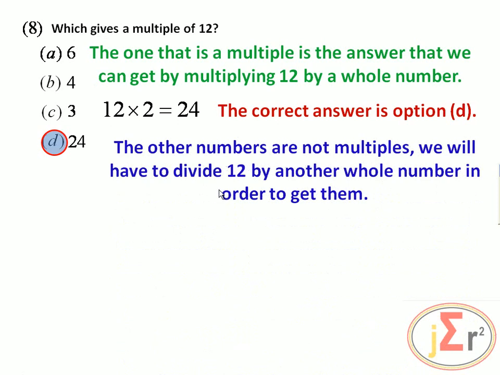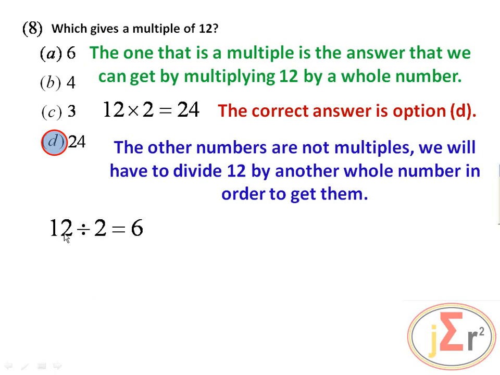We will have to divide 12 by another whole number in order to get them. So 6, 4, 3. Those are not multiples of 12 because there is no whole number, no natural number, no counting number that we can multiply by 12 and the result is either 6, 4, or 3. So there is no number that we can multiply 12 by in order to give these. So these are not multiples of 12.